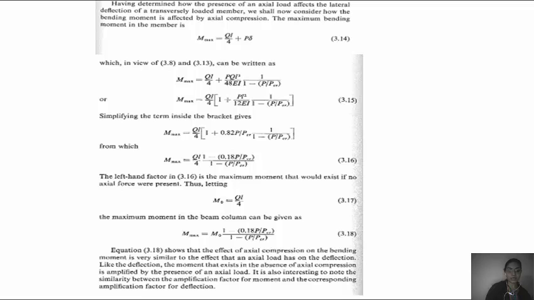This equation shows that the effect of axial compression on the bending moment is very similar to the effect that an axial load has on the deflection. Like the deflection, the moment that exists in the absence of axial compression is amplified by the presence of an axial load. It's also interesting to note the similarity between the amplification factor for moment and the corresponding one for the deflection.